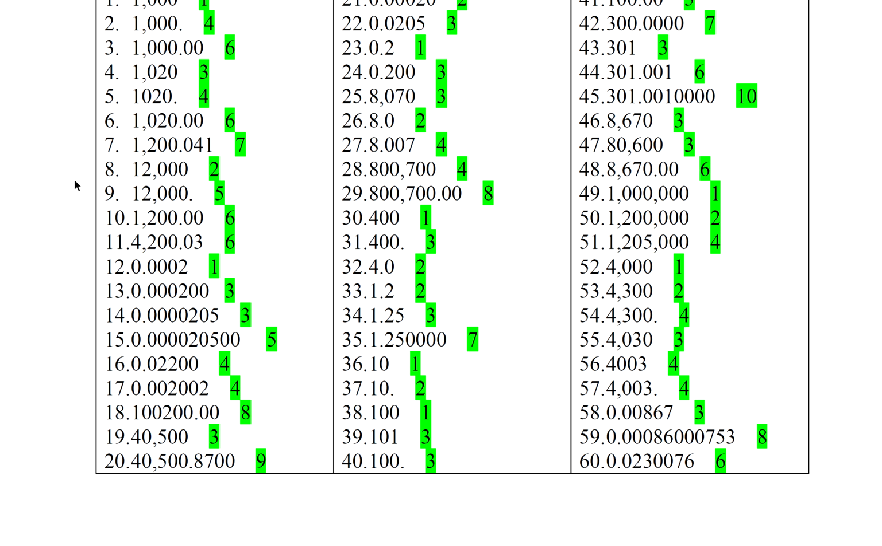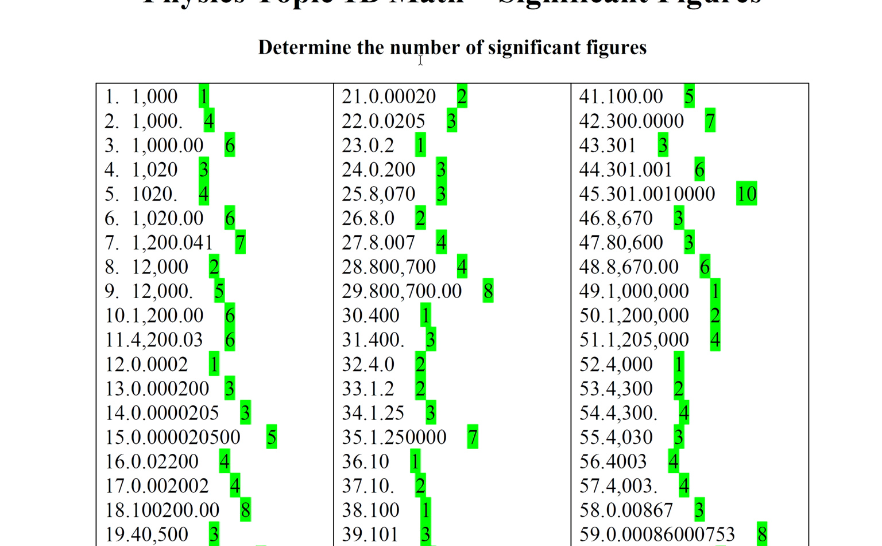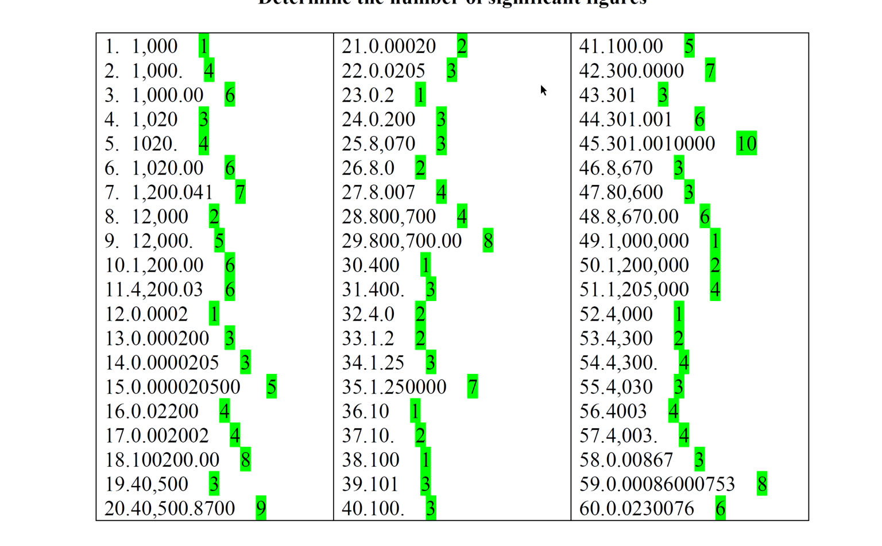Question 17, you have 4 significant figures. It's a 2002 at the end. Question 18, all numbers are significant. Question 19, only 405 are significant. Remember, question number 19, if there was a decimal point, you would have 5 significant figures. Question 20, all the numbers are significant. Question 21, the 20 at the end are significant. Question 22, 205 are significant.